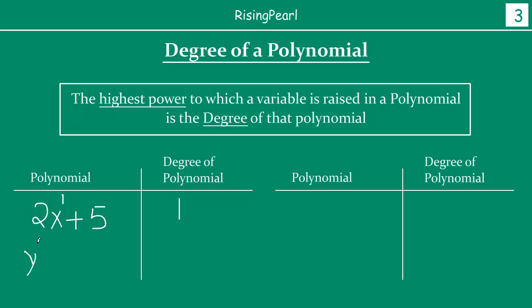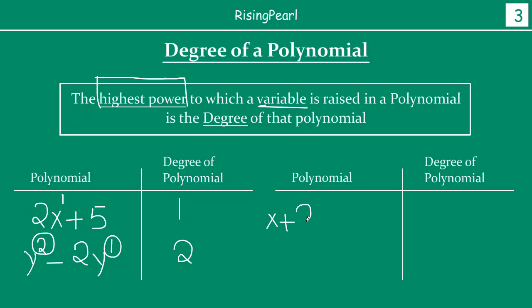Now let's say we have y squared minus 2y. So here we have a polynomial in variable y. There are two terms again. In the first term, the variable is raised to power 2. In the second term, the variable is raised to power 1. Since 2 is greater than 1, the degree of this polynomial is 2. Remember, we are looking for the highest power to which the variable is raised. So when we have multiple terms, we are looking for the highest power to which any of the variables is raised, right?